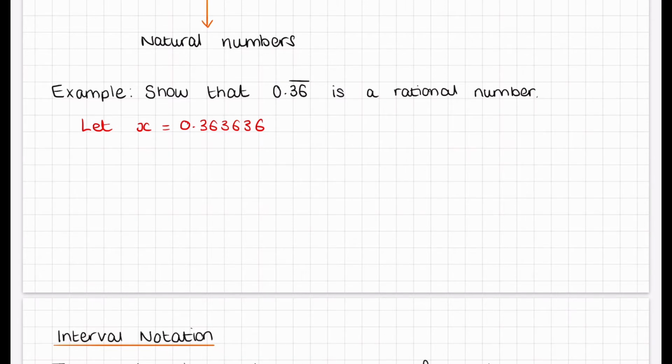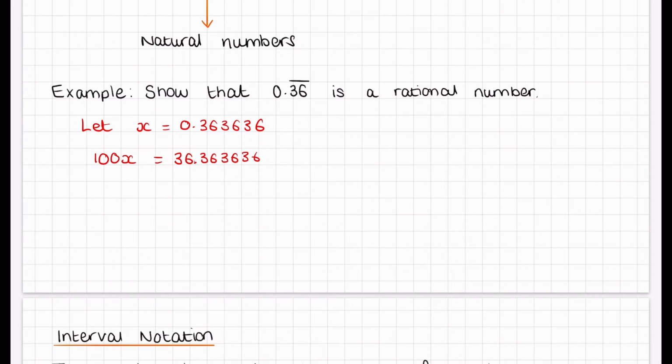Now as there are 2 decimals recurring, I'm going to times that by 100. So we'll have 100x equals 36.363636, and that will carry on going. If there was only 1 digit recurring, you'd multiply it by 10. If there's 3 digits, you multiply it by 1,000. So it just depends on how many recurring digits you multiply that x by.